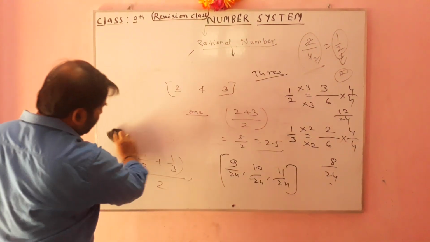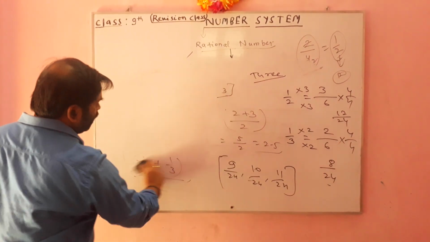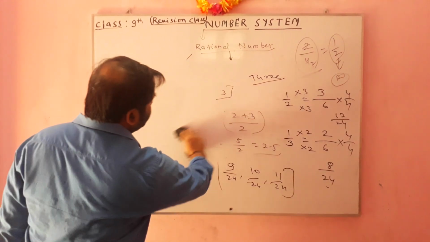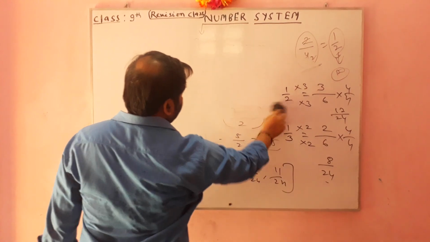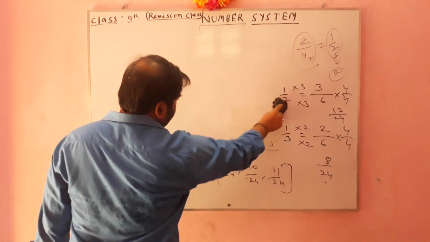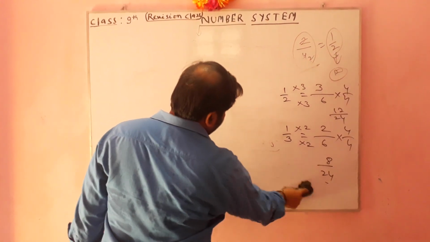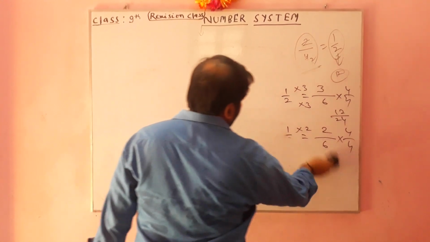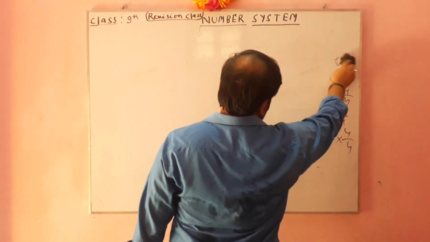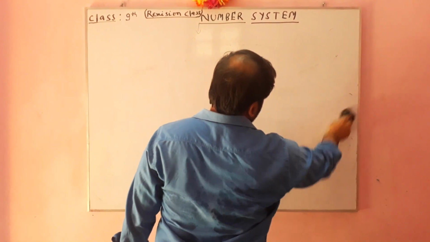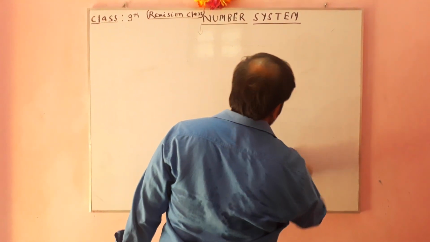If anyone asks you how many rational numbers there are between two numbers, your answer would be infinite. How can you find only one rational number? Add both numbers and divide by 2. How do we find more than one rational number? Just make the denominators of both fractions equal and then go through this process.